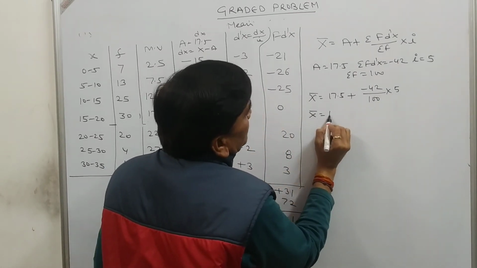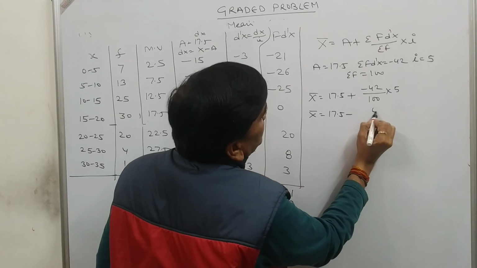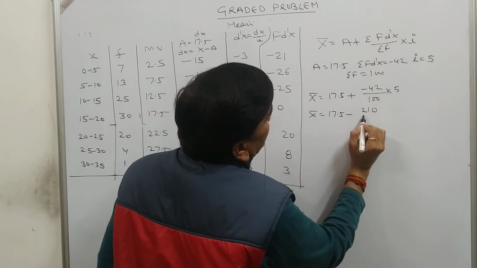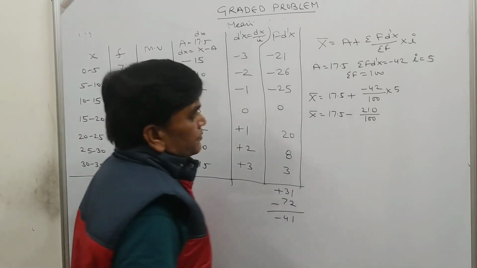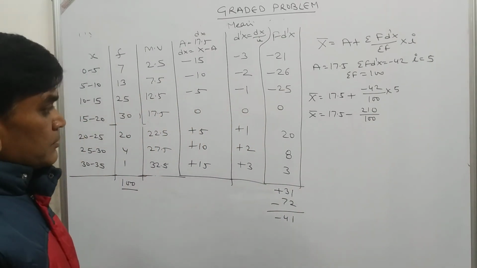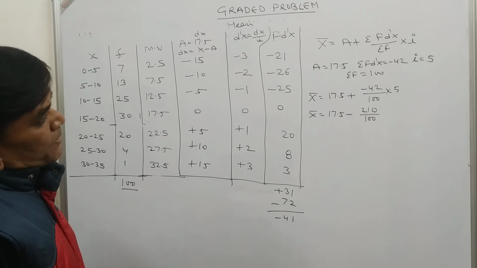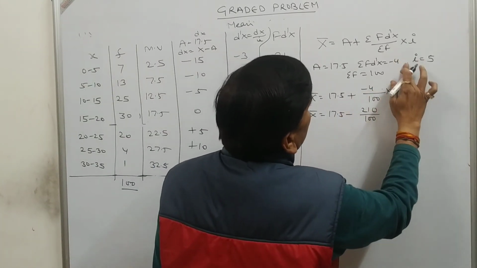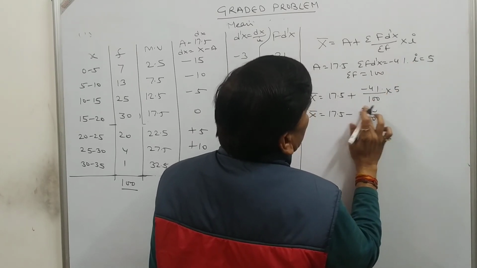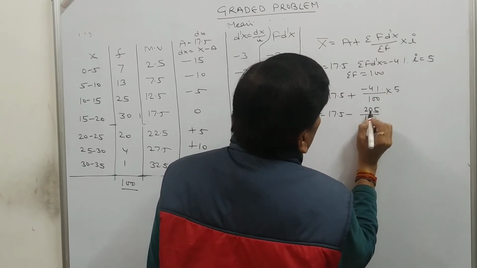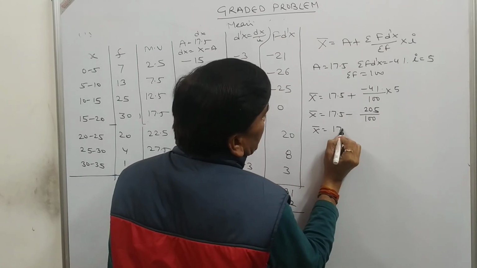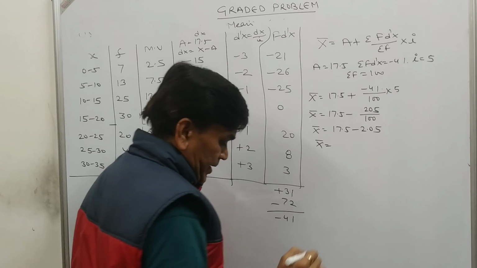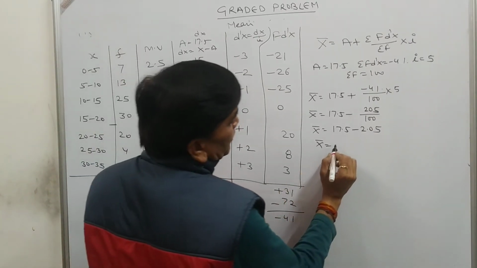So x bar is equal to 17.5 minus 5 times 41 divided by 100. Sorry, here 41 is there, not 42. So 205 divided by 100. So x bar is equal to 17.5 minus 2.05. So the value of x bar will be 15.45.